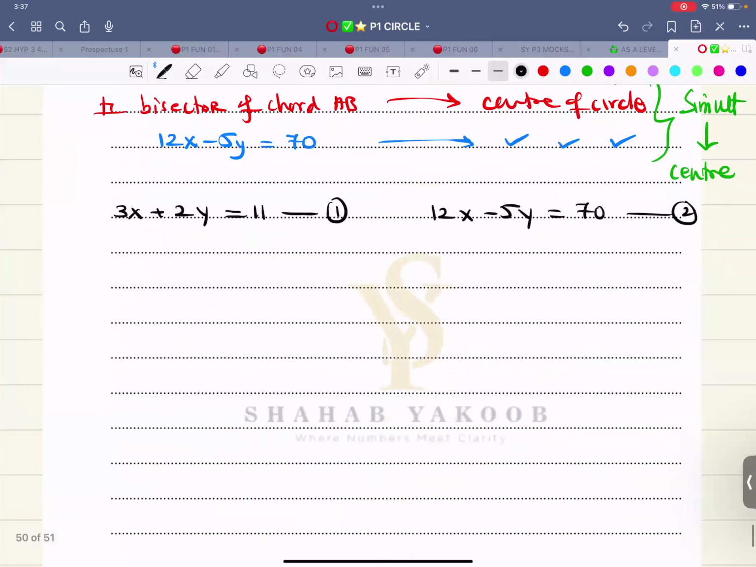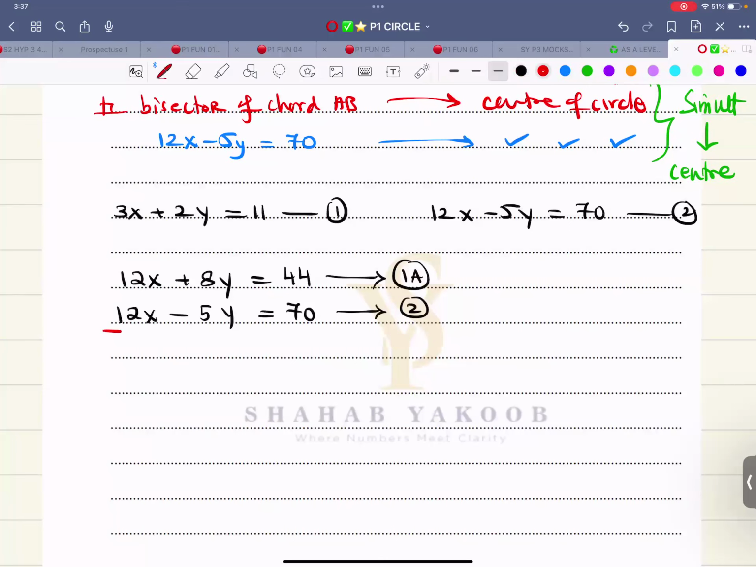What should be my approach? I think I'll take equation 1 and multiply it by 4. So 4 into 3 is 12x, and 4 into 2 is 8y, 4 into 11 is 44. They all are positive. And this is 12x minus 5y equals 70. So this is basically 1a modified, and this is equation 2 as it is. Now let me change the sign. This becomes negative, this becomes positive, this becomes negative, and let me add it up.